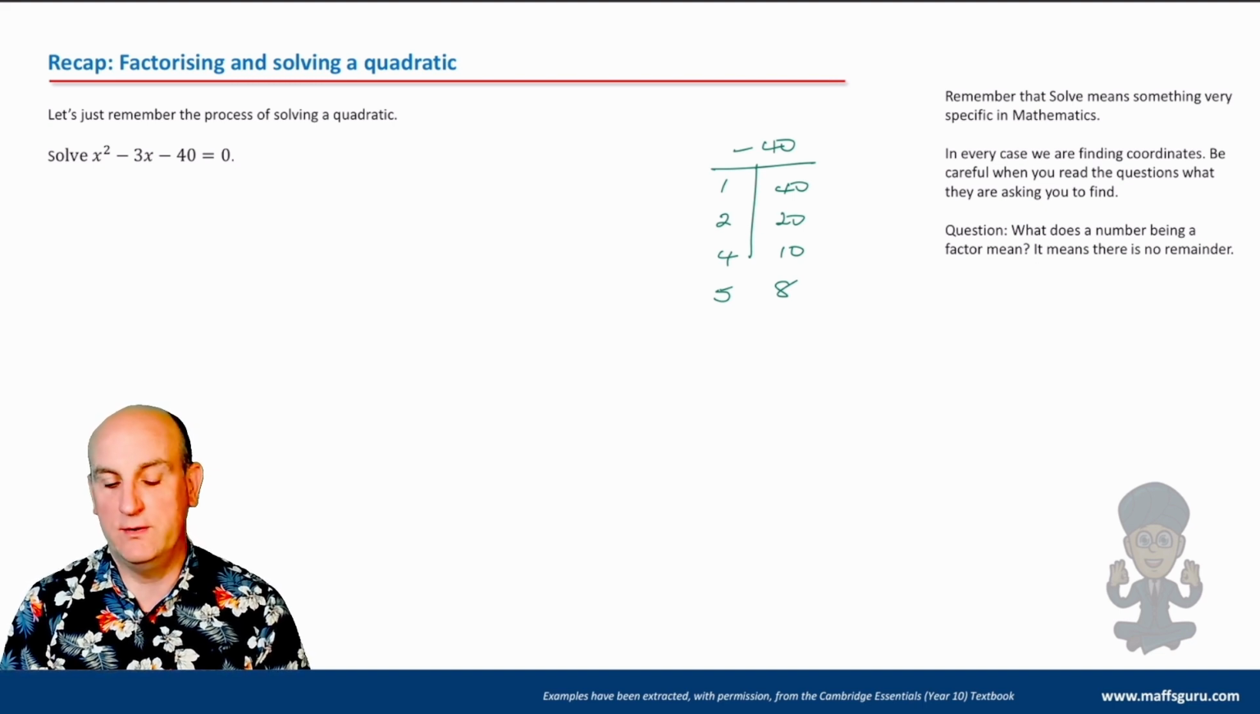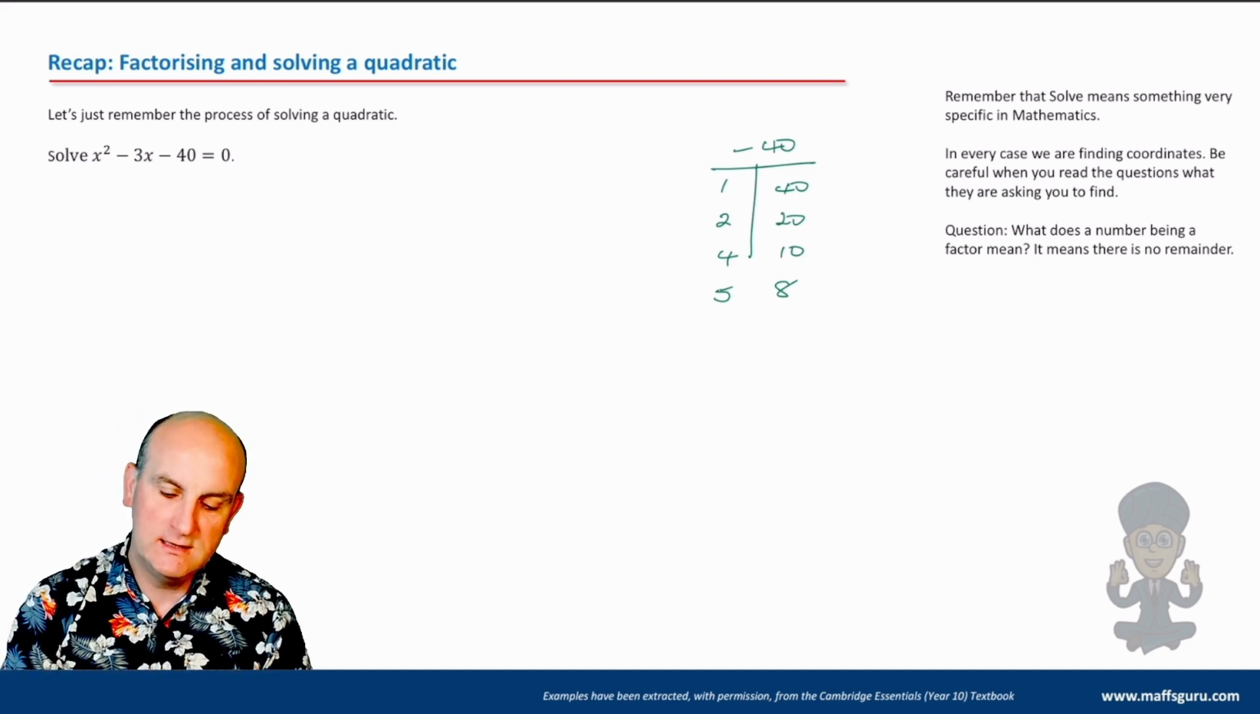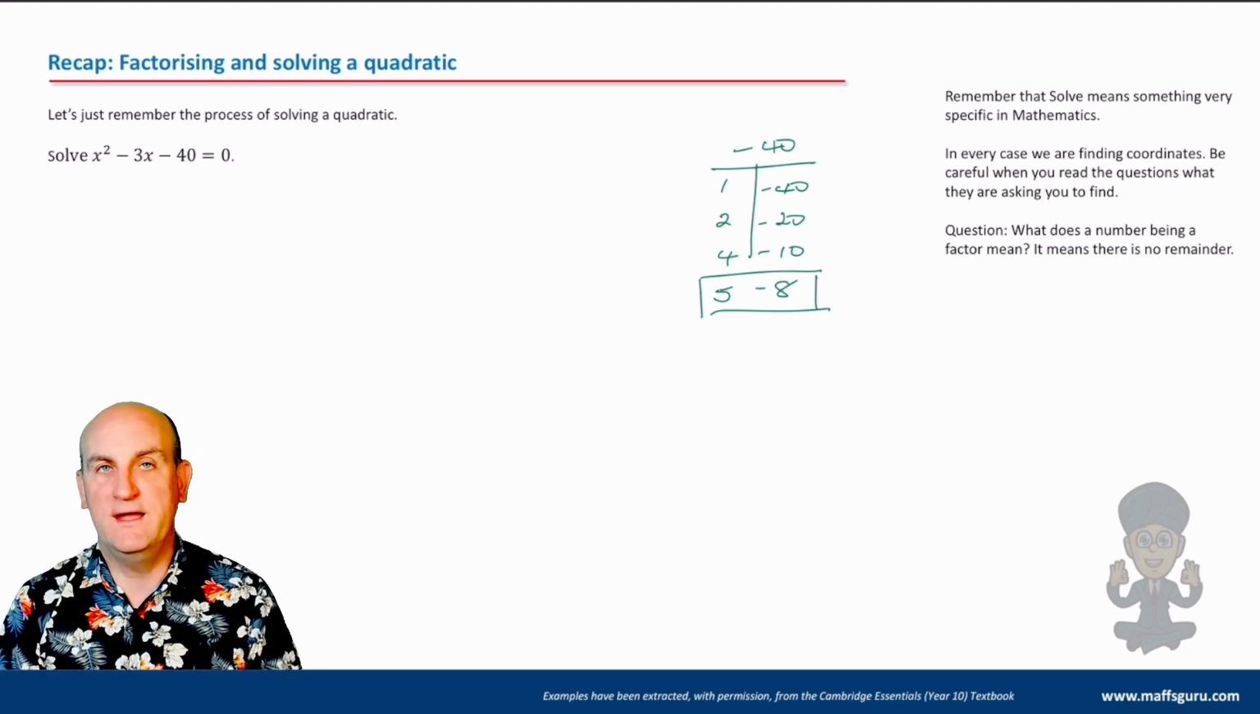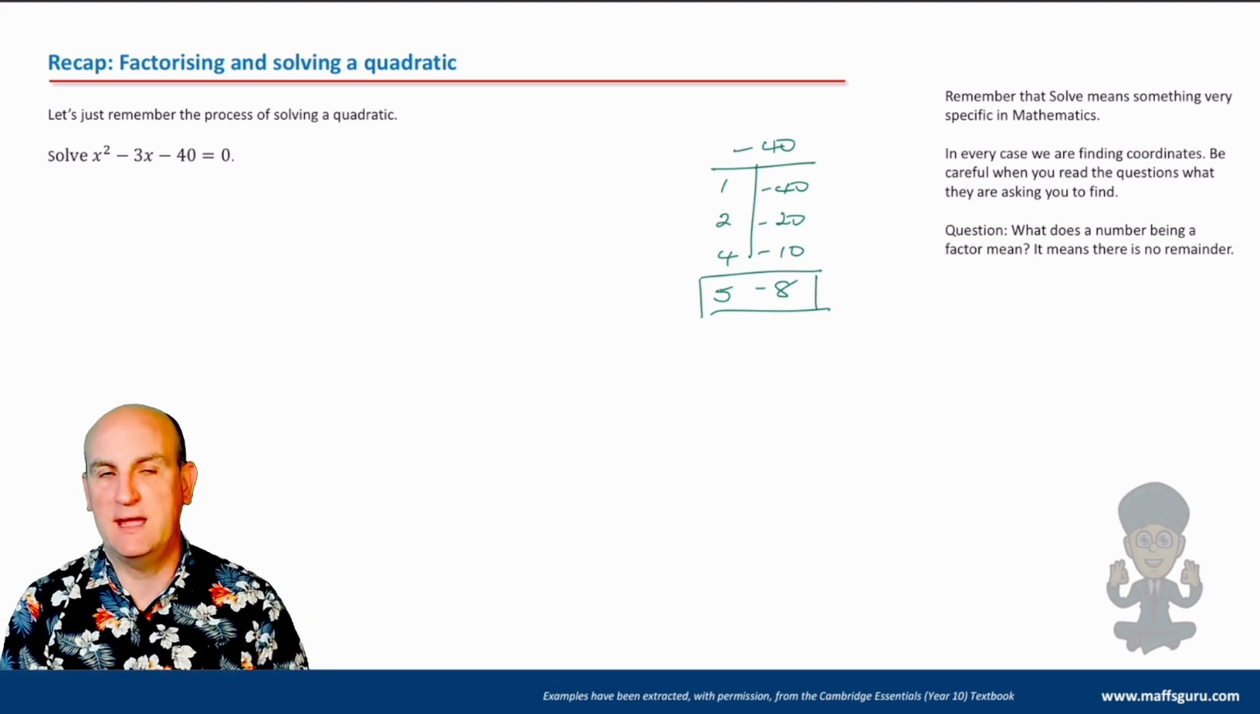Because I've got 5 and 8, and I want negative 3, then the chances are I would need to make that a negative. So I could make that whole side there a negative. And what we get now is that 5 times negative 8 is negative 40, but 5 minus 8 is negative 3. How does that help?